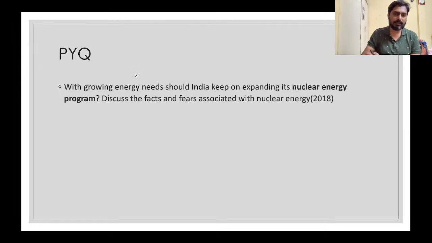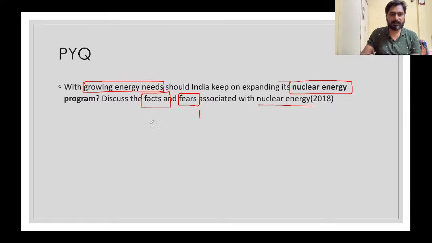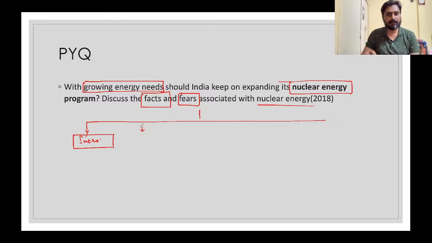So, with growing energy needs, should India keep on expanding its nuclear energy program? Discuss the facts and discuss the fears associated with nuclear energy. How will we structure the answer? First let us see the structure of the answer, and then we'll look at the actual answer. In the structure, let us say we have to write an intro. Then what we have to write is on growing energy needs, should India keep on expanding its nuclear energy program?